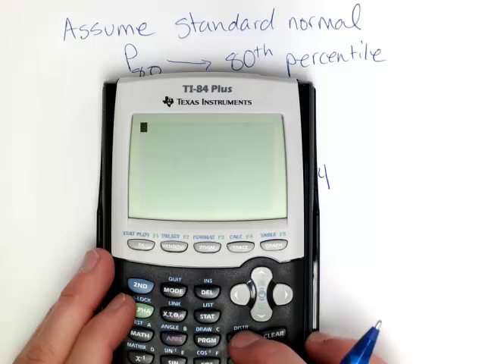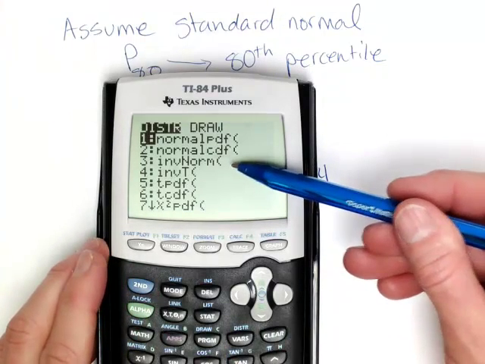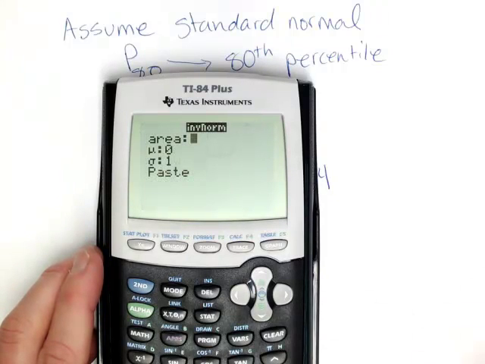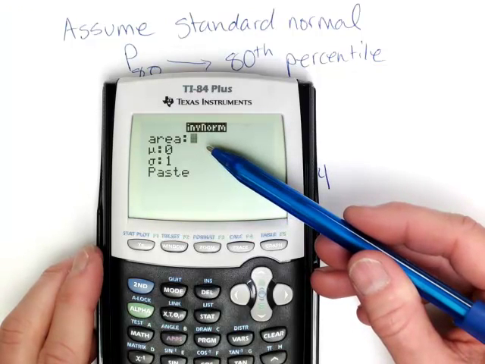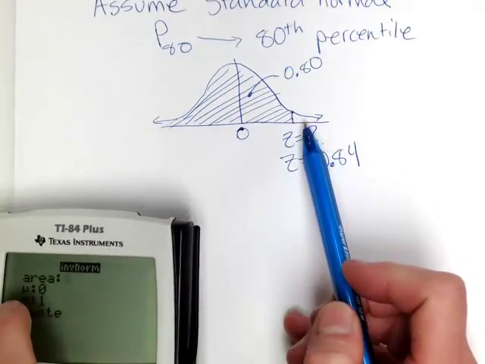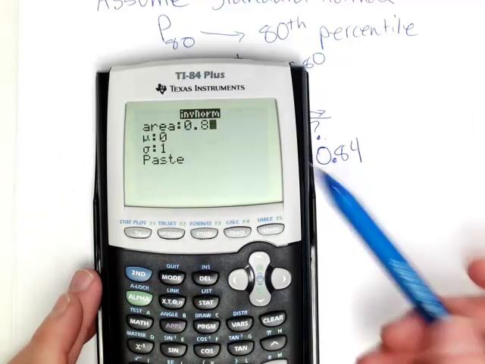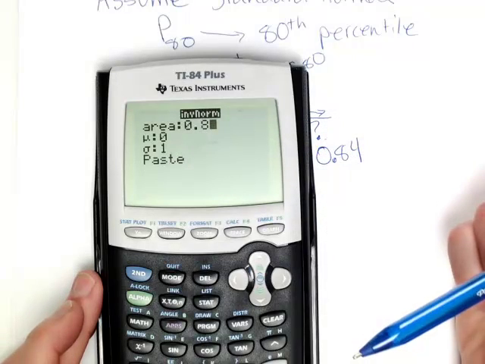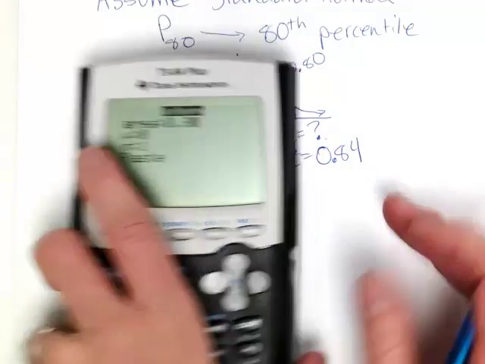So on the calculator, again, I want to go to my distribution menu, and my third choice here is inverse norm, and that stands for the inverse normal function. It's expecting a cumulative area from negative infinity up to the z-score in question. So my cumulative area given in this problem is 0.8, so I want to put in 0.8. And then I want to leave mu and sigma alone. It defaults to standard normal because I'm working with the standard normal distribution in this case.